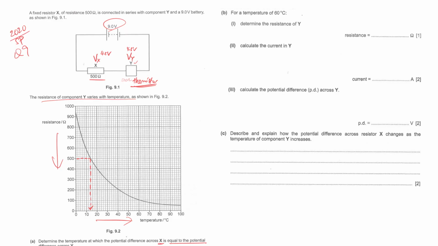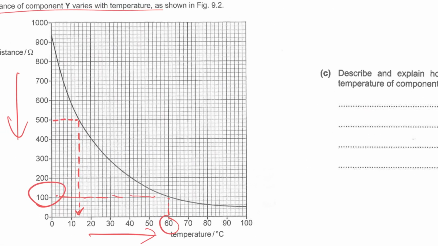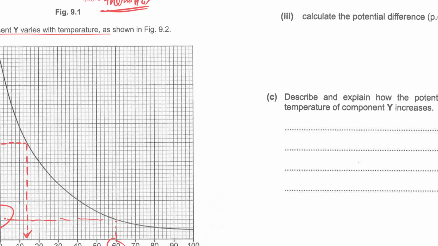Next, they give you a condition where the temperature is 60 degrees, which is over here, and they ask you to find the resistance of Y. Very simple, likewise, you draw the dotted line. It's just a 1 mark question. The resistance will be 100 ohms. Very straightforward, just purely reading from the graph itself.